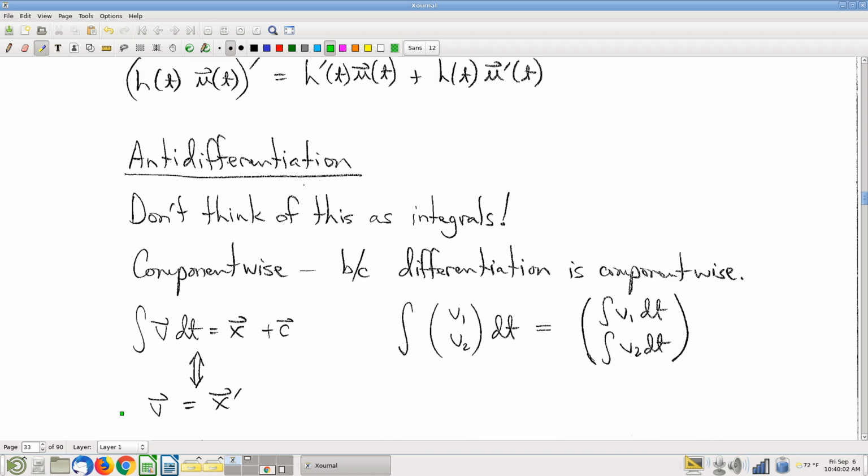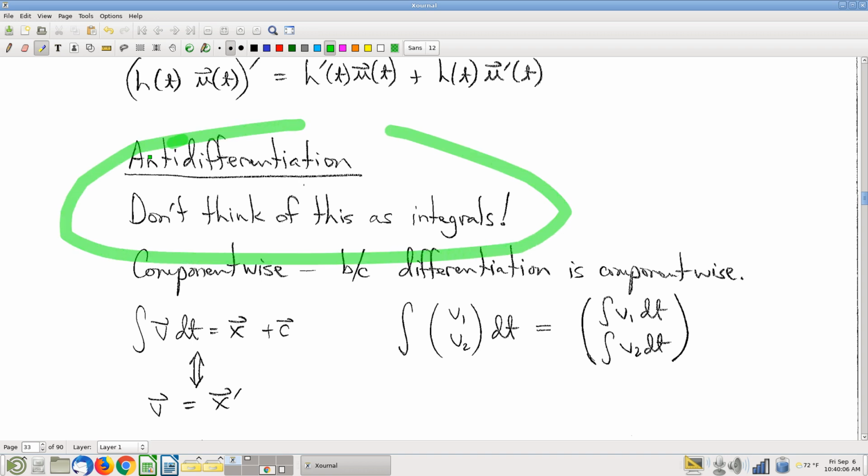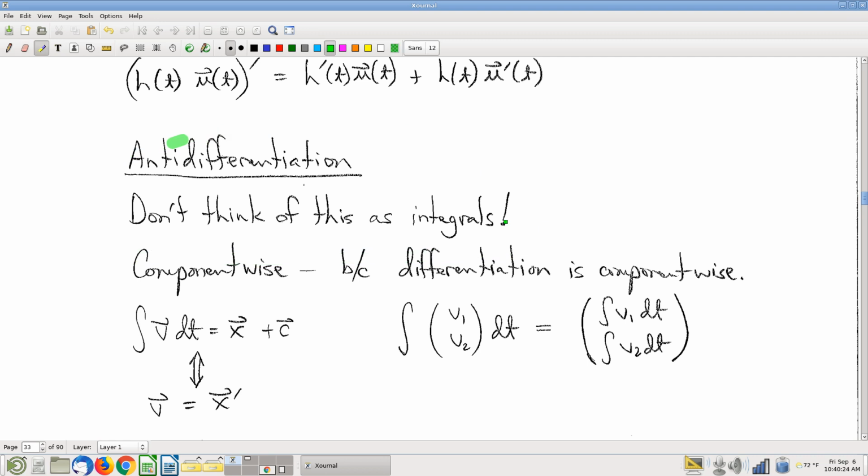Okay, what is anti-differentiation? The first thing I want to point out is, and this is one of my personal little soapbox quibbles, please do not conflate anti-differentiation with integration. There are a lot of people out there that say it's the same thing, but really, importantly, it's not. When we talk about antiderivatives, I literally want you to think of this as undoing derivatives. That's not what integrals are.